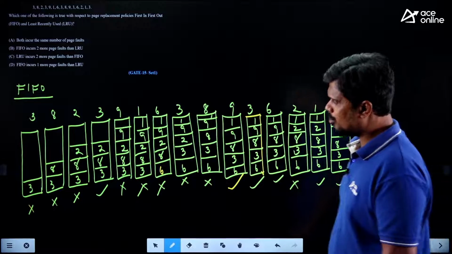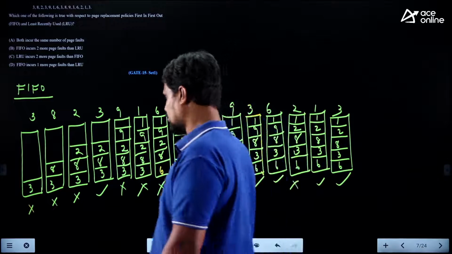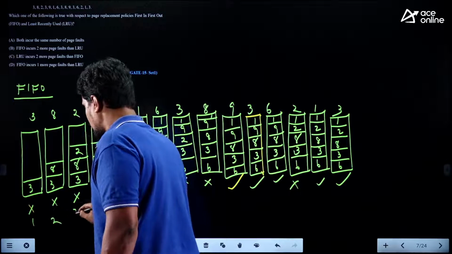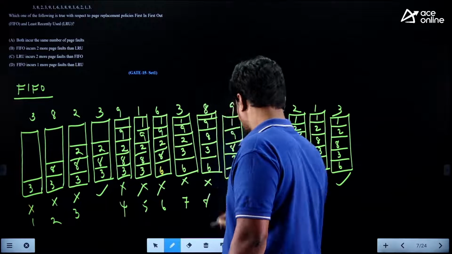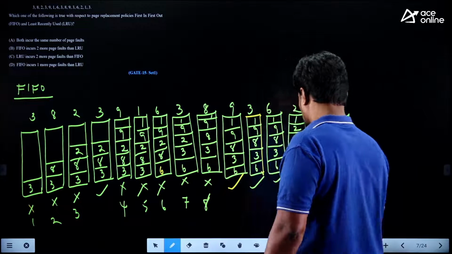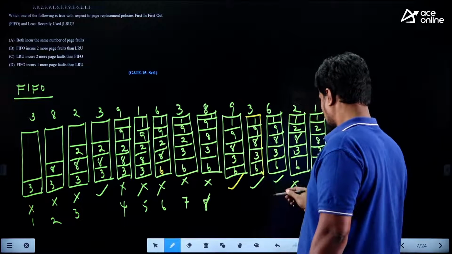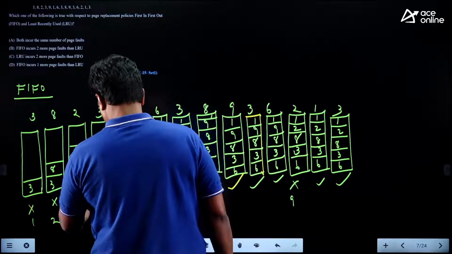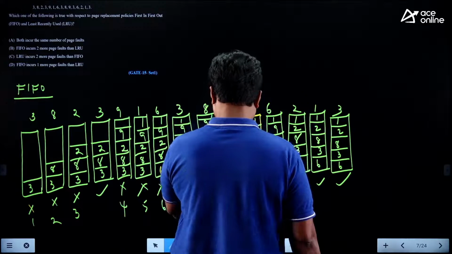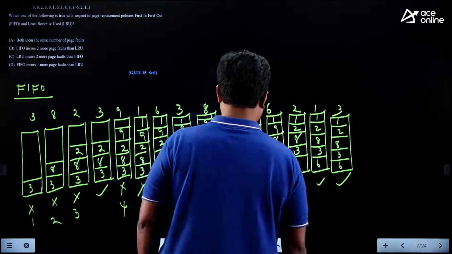So the total number of page faults with FIFO, if you verify, 1, 2, 3, 4, 5, 6, 7, 8 and 9. So we have 9 page faults.